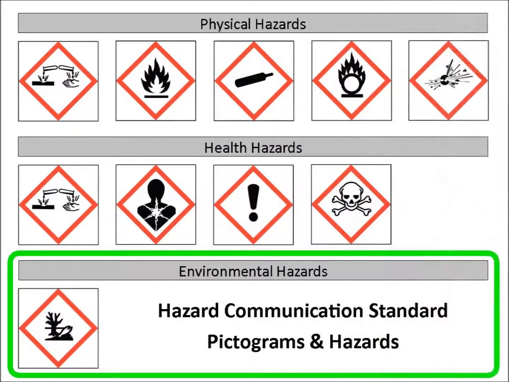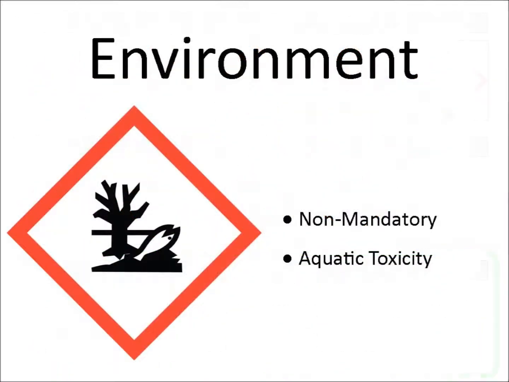For instructional purposes, the final group of pictograms are the environmental hazards. The environment pictogram is currently non-mandatory by OSHA's GHS program. However, it does represent aquatic toxicity.